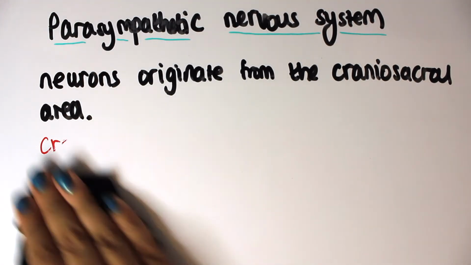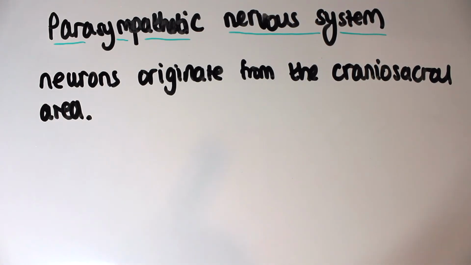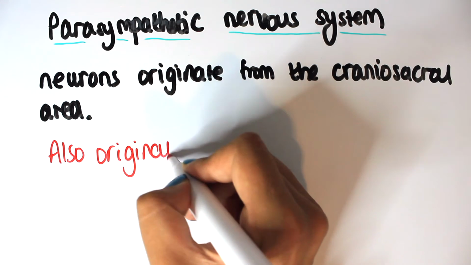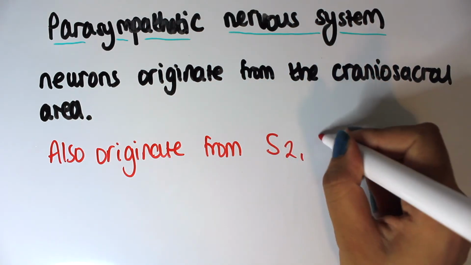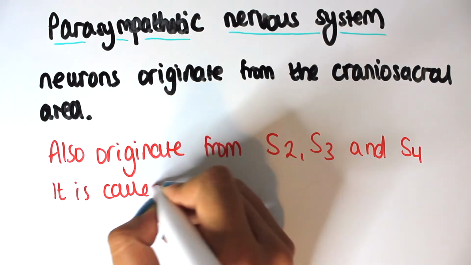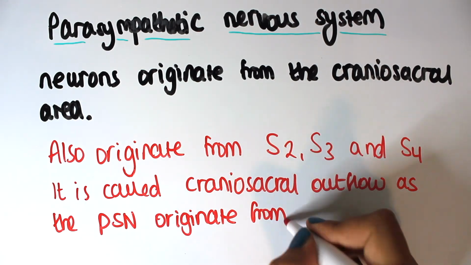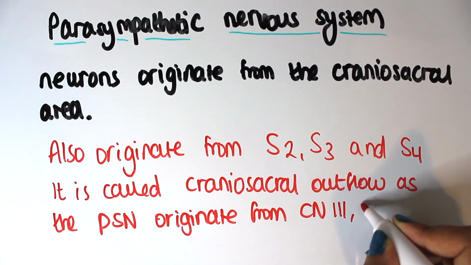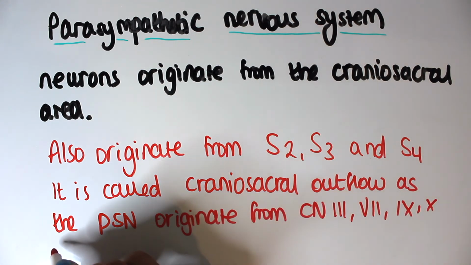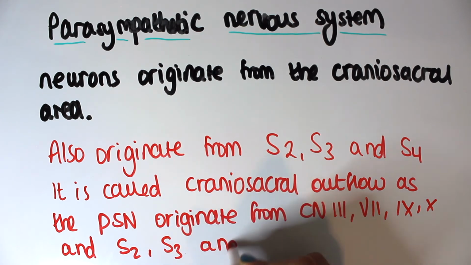Parasympathetic fibers destined for the pelvic and abdominal viscera emerge as the sacral outflow from the spinal cord in a bundle of nerves known as the nervi erigentes. Wow, that was kind of hard to pronounce, but anyway. These fibers synapse in a group of scattered pelvic ganglia, originating from S2, S3, and S4. So it is called craniosacral outflow because the parasympathetic nervous system originates from cranial nerve 3, cranial nerve 7, cranial nerve 9, 10, and also S2, S3, and S4.